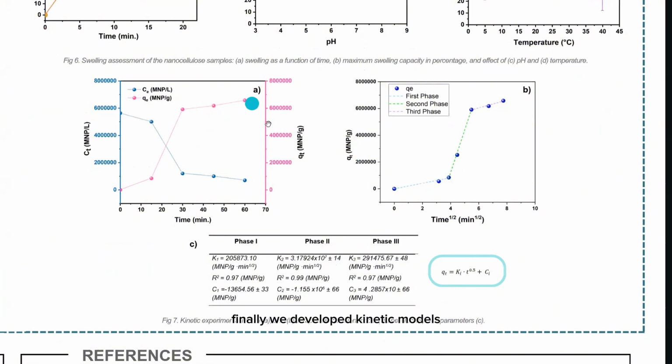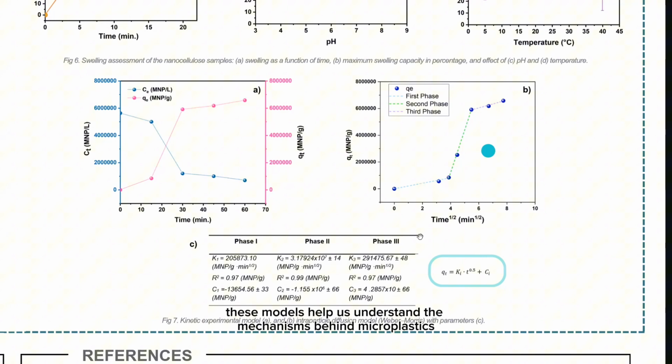Finally, we developed kinetic models to describe the microplastic removal process. The swelling capacity and removal efficiency were significant and correlated using the Weber-Morris intraparticle diffusion model. We also identified three distinct phases in the process. We have the rapid surface diffusion, the second one is the diffusion inside pores, and the equilibrium stage. These models help us understand the mechanisms behind microplastics absorption and will guide future optimization of the systems.